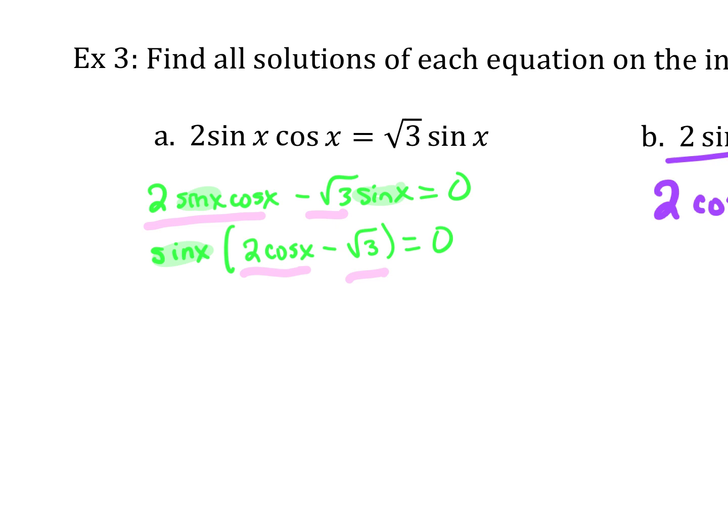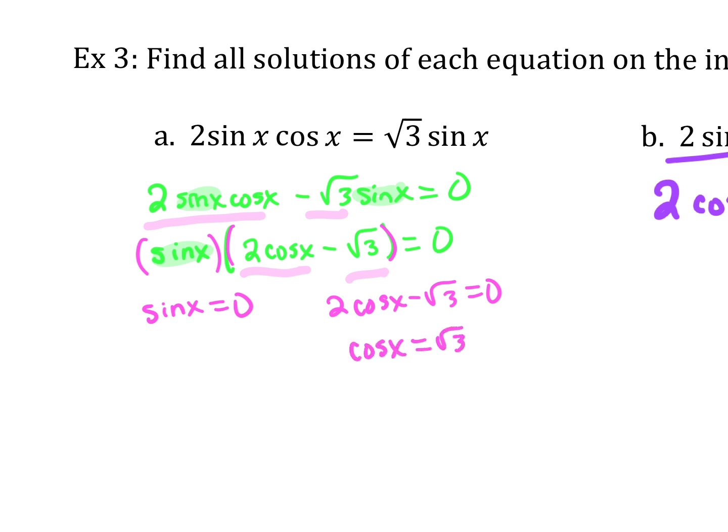Okay. All right, we have 2 terms here now that are getting multiplied together that are giving us 0. So that means we have to set each of these factors equal to 0. So we're gonna say sine of x equals 0, and this 2 cosine of x minus root 3 is equal to 0. So we still have a little bit of solving here on the right. I wanna add root 3 and divide by 2, so I get cosine of x is root 3 over 2.